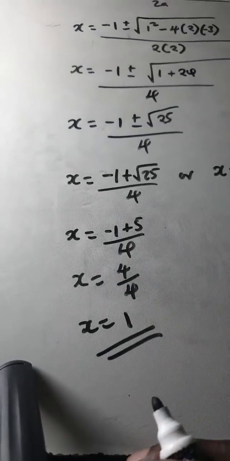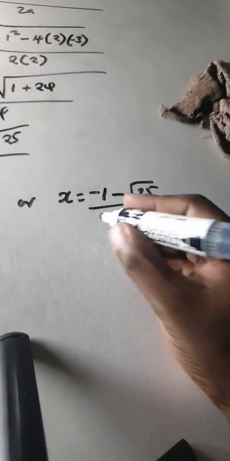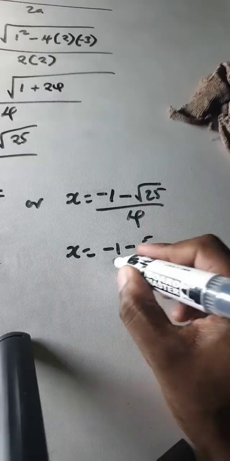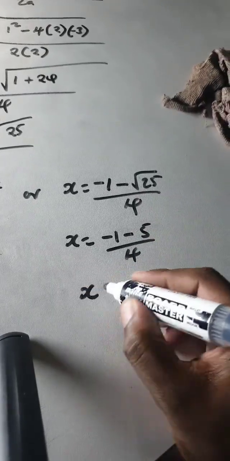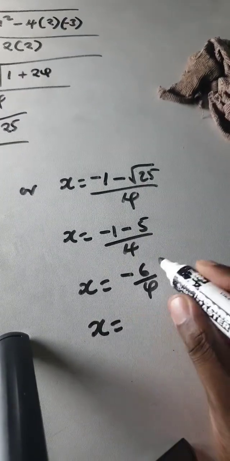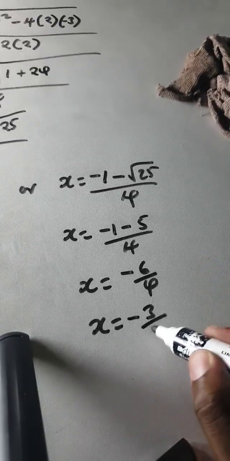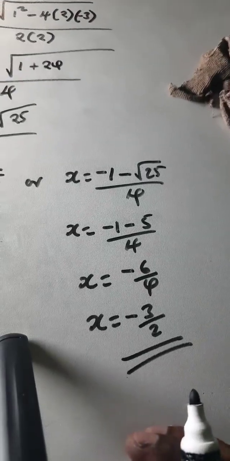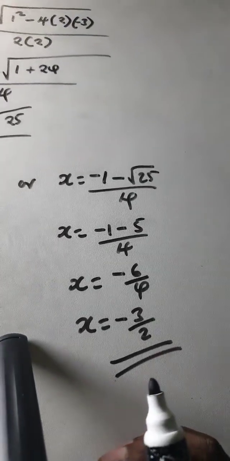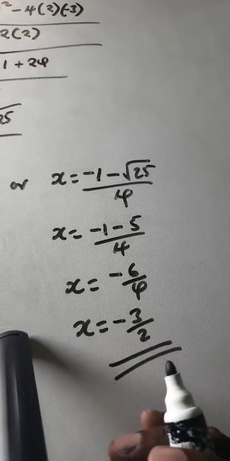Now let's come to this. We say x is equal to negative 1 minus 5 over 4. So x is equal to negative 6 over 4. We simplify: 2 into 6 is 3, 2 into 4 is 2. Isn't that the same thing we found? Was the other one positive or negative?